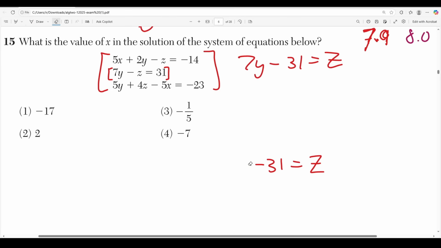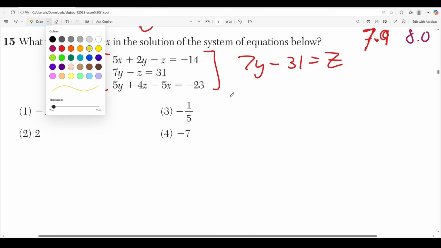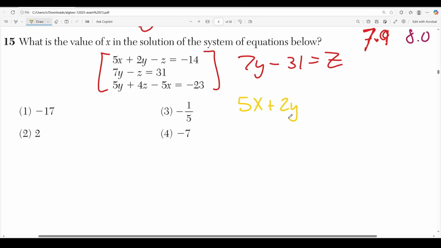The reason why I did that is because I can now turn these other 2 equations into 2 variable equations again, right? For example, look at this top equation over here. 5x plus 2y minus z is equal to negative 14. I know what z is equal to. I know it's equal to 7y minus 31, so I can just plug that in. 5x plus 2y minus z is the same thing as saying 5x plus 2y minus, and remember, whenever you plug something in, plug it in into parentheses, minus (7y minus 31), all right? And that's still equal to negative 14, right? You know that z is equal to this value, so wherever you see z, you can always replace it.